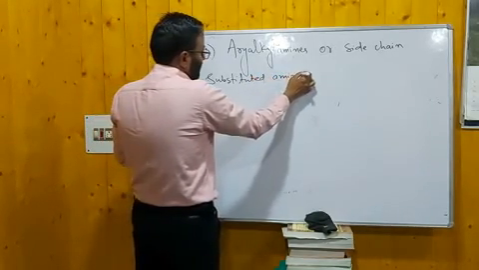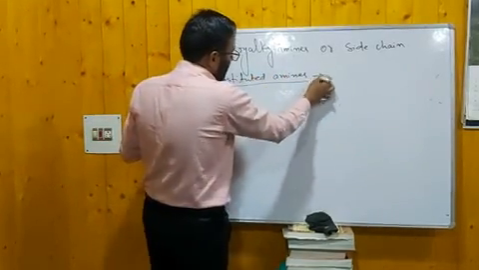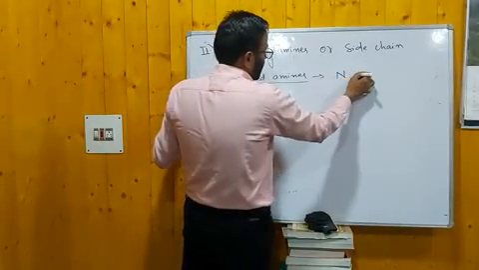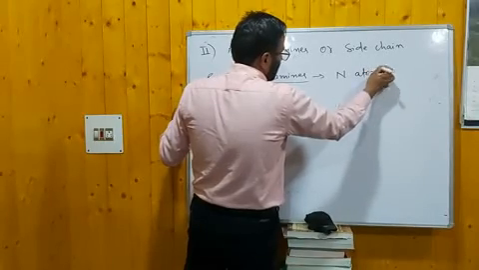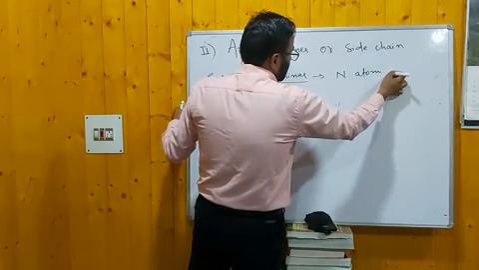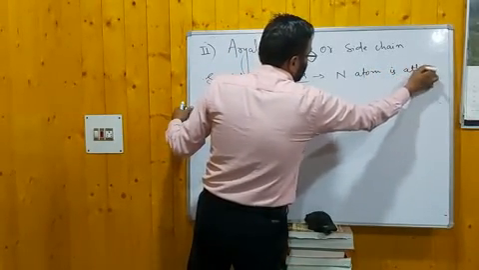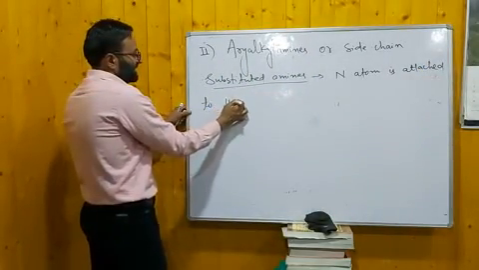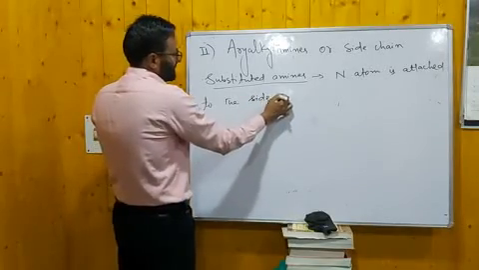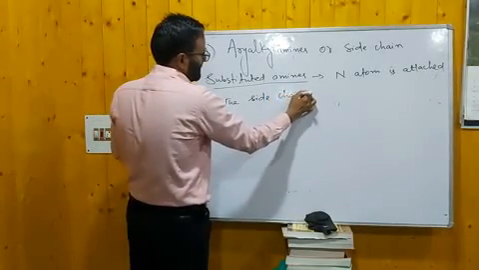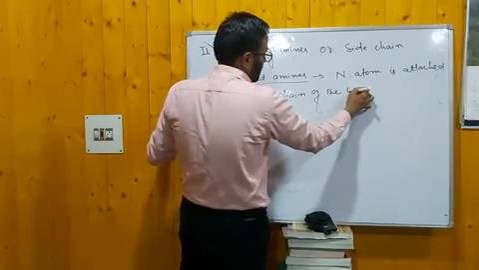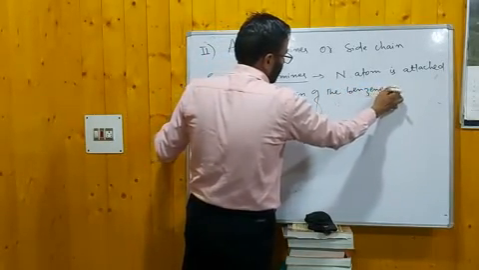How can you define this type? Simple definition: in this type, the nitrogen atom, the amino group, is attached to the side chain of the benzene ring. Side chain of the benzene ring.